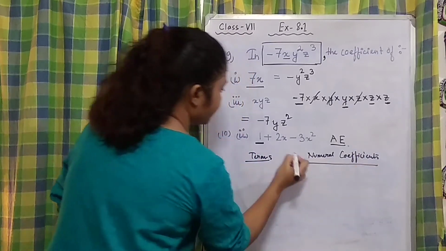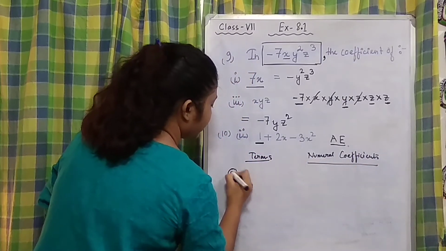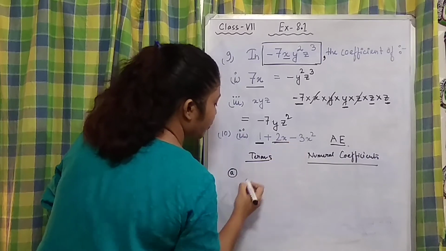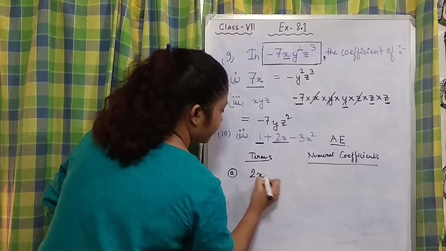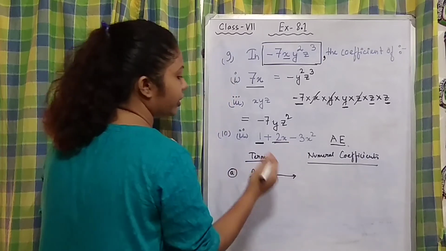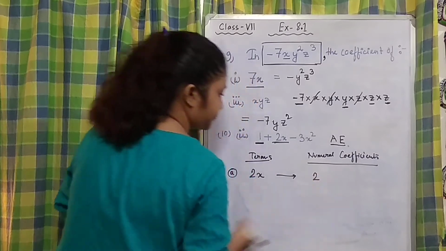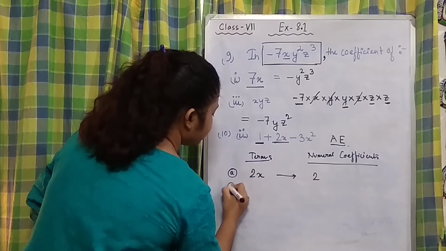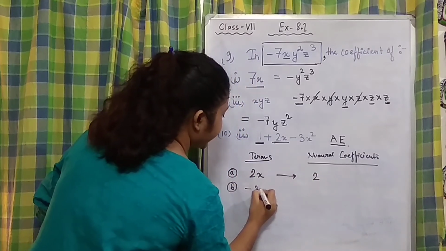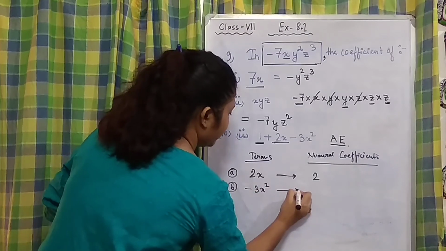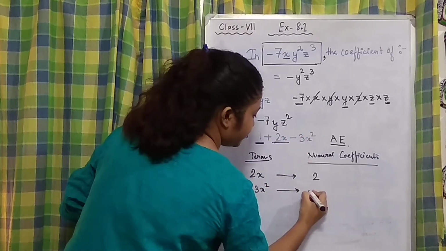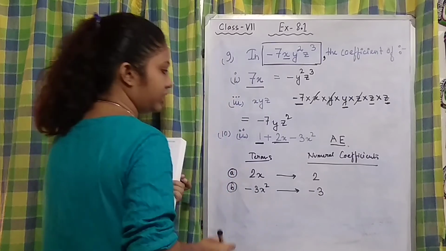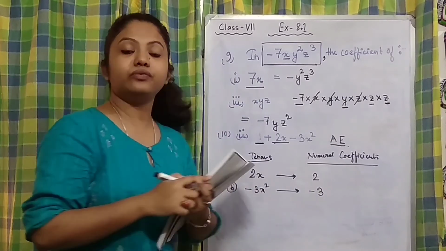So here the first one, number A, I am writing, that is 2x. From 2x what are we going to get? 2. Now the next one is minus 3x square. In minus 3x square what are we going to get? Minus 3. So these are all for today.